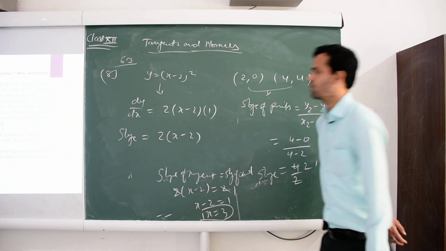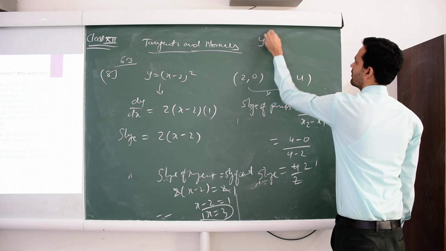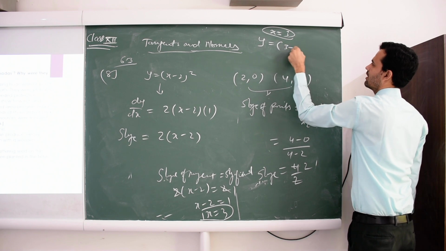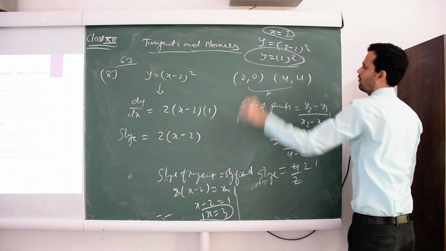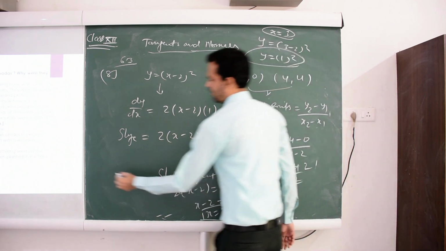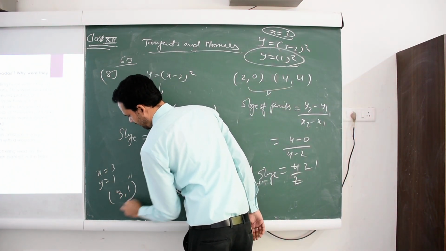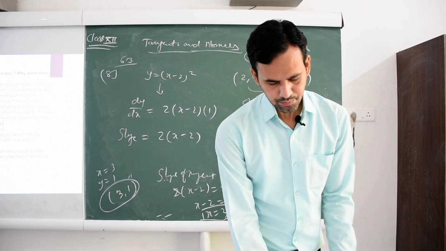The value of x is 3, and for the value of y, we put the value of x as 3. So the value of y is 3 minus 2 whole square, which is 1. The point is x equals 3, y equals 1, that is (3, 1). Okay, this is question number 8.